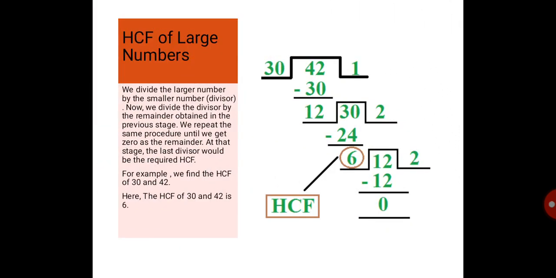Now here we have to find the HCF of large numbers. So do you know, students? Now let's see. We will find the HCF of large numbers by the division method. We divide the greater number by the smaller number, then make the remainder the new divisor and the original divisor the new dividend. Repeat the process until we get 0 as the remainder. Now the last divisor is the required HCF, as given in the example, that is 6, and 6 is the HCF of 30 and 42 according to the given picture.